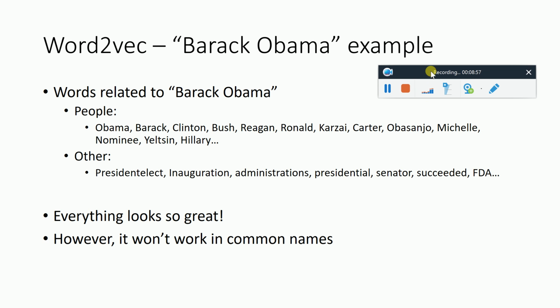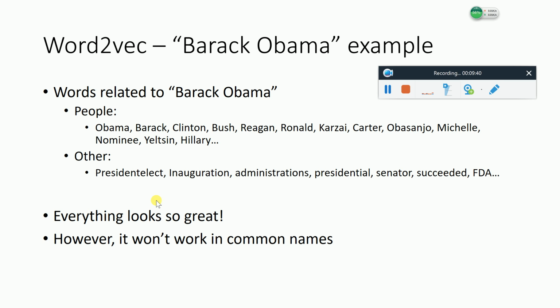So here are some examples of word2vec for Barack Obama. When you search for Barack Obama, it will show some people like Clinton, Bush, Reagan, Ronald, Carter, Michelle, Romney, Hillary. So all of these people are highly related to Barack Obama. And also other words like president, election, inauguration, administration, presidential, senator, and so on, other topics or words related to Barack Obama. So it looks great in the Barack Obama example.